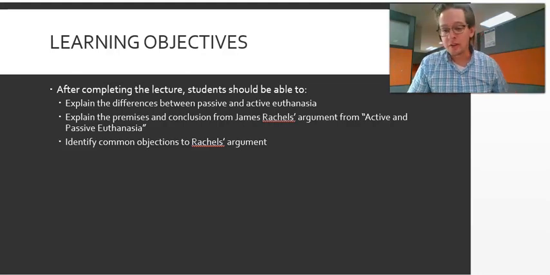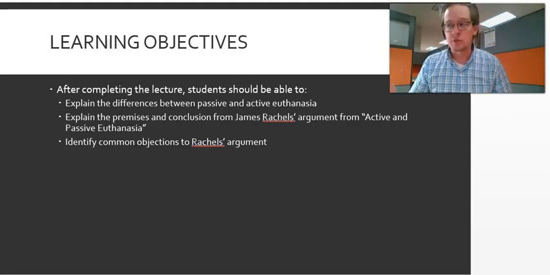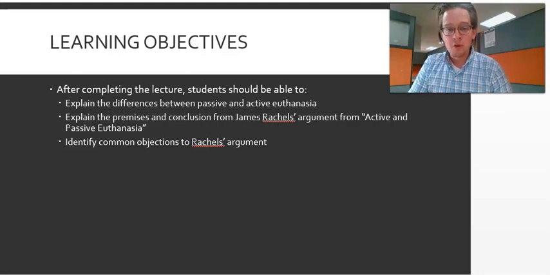So after completing the lecture today, students should be able to first explain the difference between passive and active euthanasia. Second, explain the premises and conclusions from an article that we'll read from James Rachels called Active and Passive Euthanasia. And then finally, identify some common objections to Rachels' argument. Remember, this is in terms of poking holes in the premises, showing why the premises that lead to the conclusion are not true.